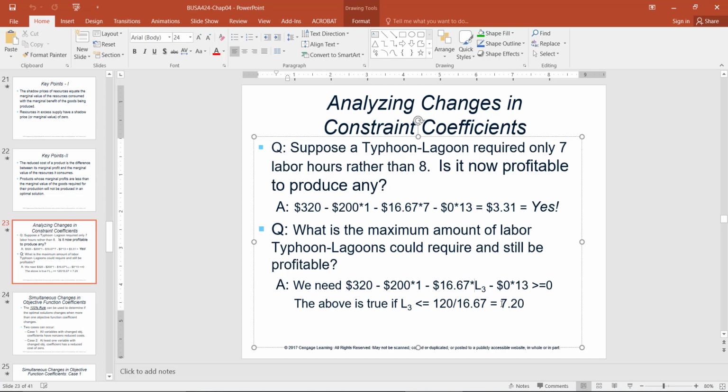So this product is profitable as long as it needs 7.2 hours or less of the second constraint, which is labor, for producing each unit. Then it's going to be profitable. Otherwise, this product is not profitable.